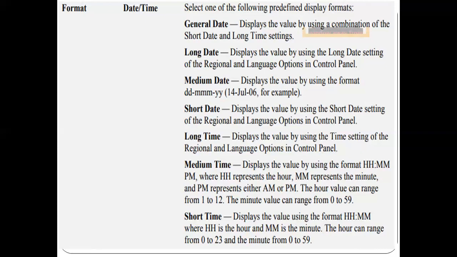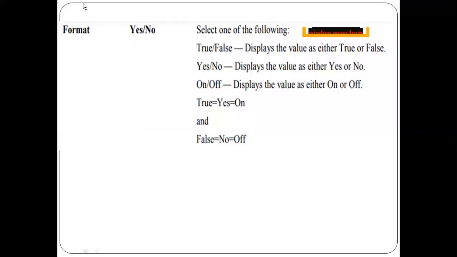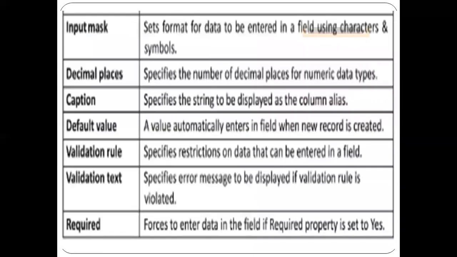It will take the way you have defined the date and time. By default, it will be general date. After that, we'll come to yes and no. Like I gave you example, male, female, married, unmarried. So true or false values, yes or no, on and off, those values will also be taken over here. So true is equal to yes is equal to on, false is equal to no is equal to off. So this is regarding yes and no.